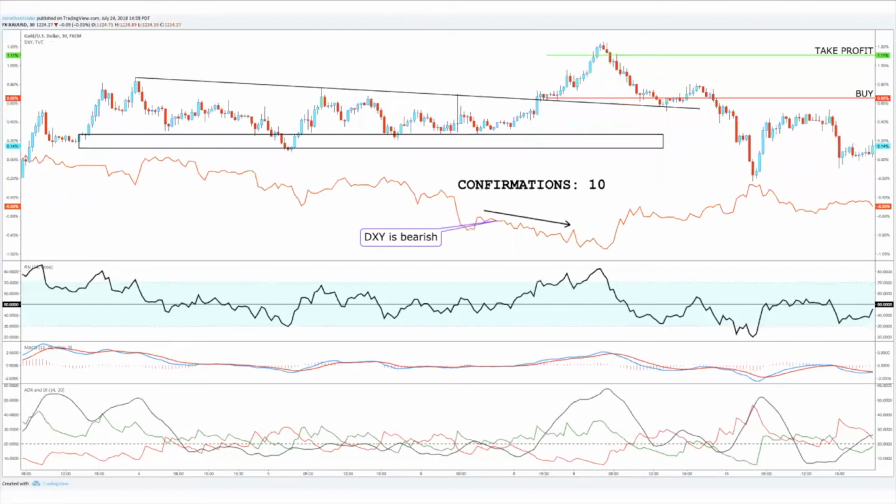Then our 10th and final confirmation, my favorite thing in the world, multi-index analysis. Again, DXY is bearish. Whatever DXY is doing, gold is going to do the opposite and it rises above, giving us a 10th and final confirmation.